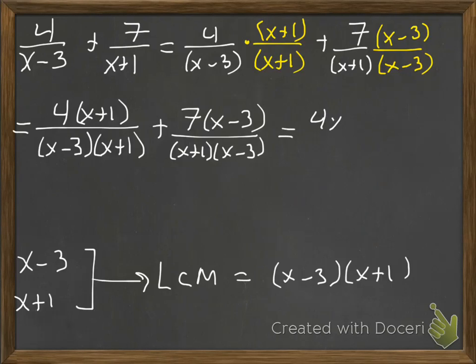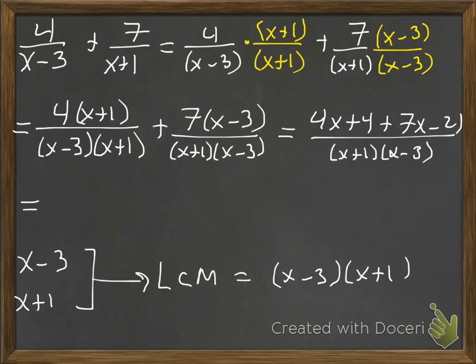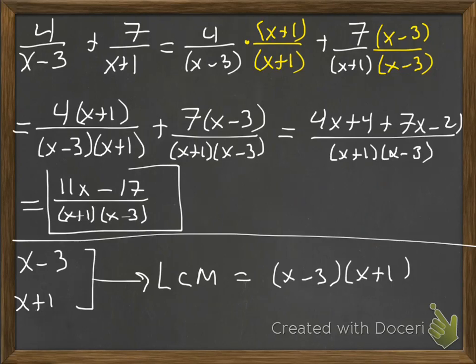Now we have a common denominator. Distribute, and we have 4x plus 4 plus 7x minus 21, all over your common denominator of x plus 1, x minus 3. Combine the 4x and the 7x to make 11x. The 4 and the minus 21 gives me negative 17, all over my common denominator. I go ahead and I try to factor, but there's nothing to factor in the numerator, so that's it. We're done. We move on to the next one.